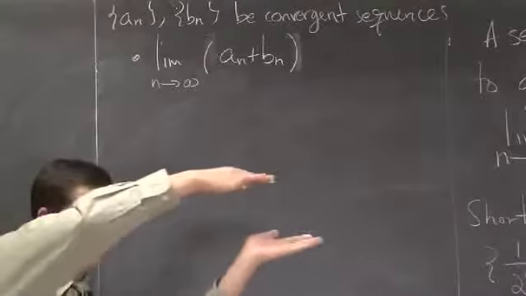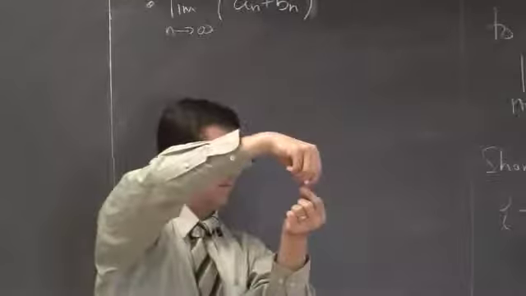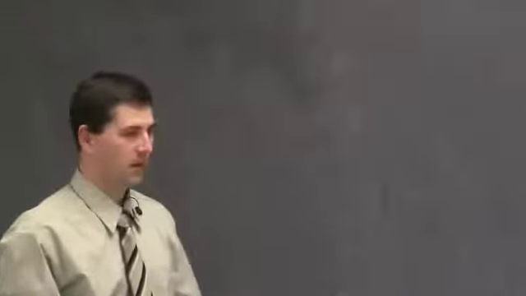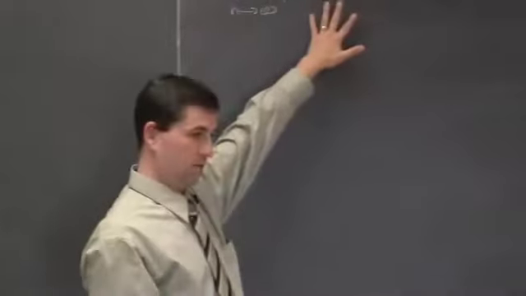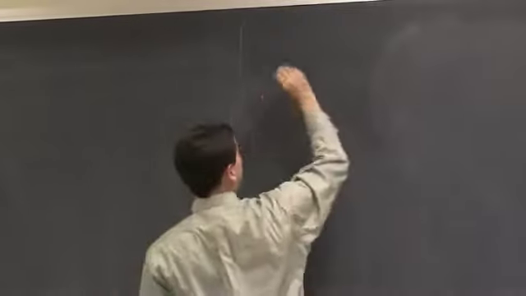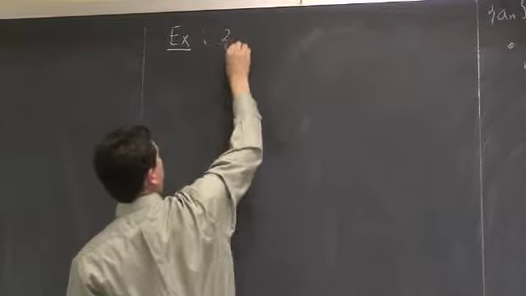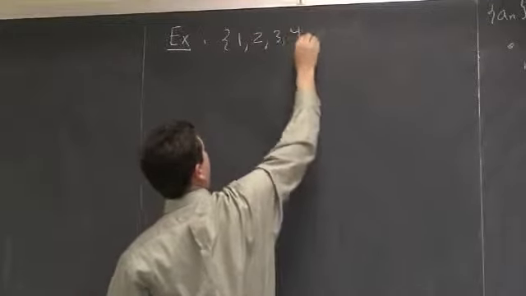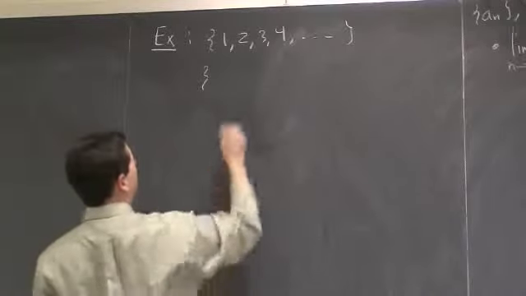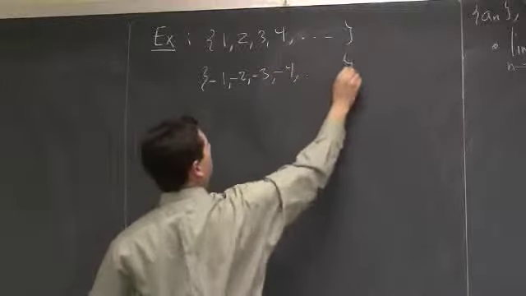You just line them up. In each of the first terms, you add them. Second terms, you add them. Third terms, you add them. So you can get a new sequence. For instance, let's take this sequence: 1, 2, 3, 4, and so on. We have another sequence. How about we let it be -1, -2, -3, -4, and so forth.